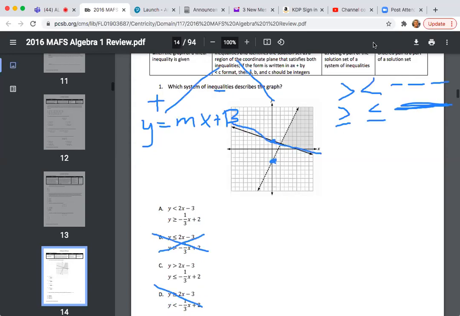Oh yeah, there we go. I didn't mean to erase all of that. I just wanted to erase this part right here. Okay, guys. So now we've got to decide which one of these is going to be the correct answer.